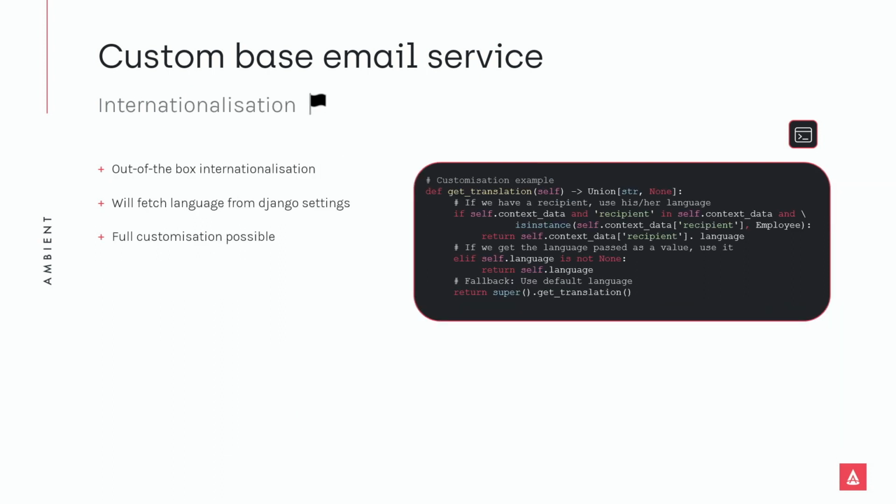Another thing is internationalization. Out of the box, it works and will take the defaults you set in your Django settings. But for example, here on the right, you see that maybe the language is not set by the request or by the Django settings, but maybe it's an attribute of the user, and the user can decide in which language he wants to have his emails or his content in general. So you can just override this method, get translation, and then do basically all the magic you want to do. You have the recipient, you have the context data. It's a class, right? You can do whatever you want.